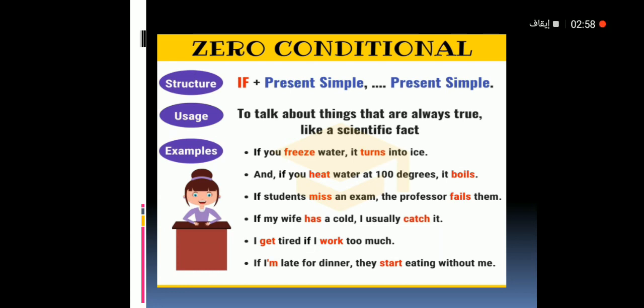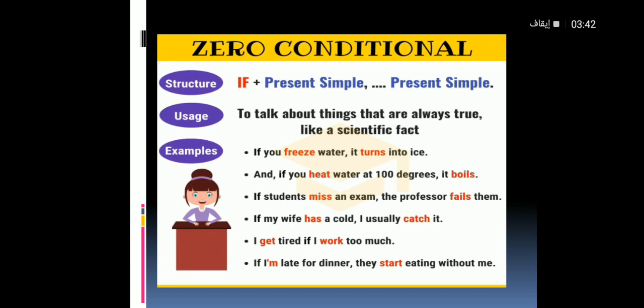If you heat water at 100 degrees, it boils. This is a scientific fact. You heat. Heat is the verb and it's verb 1. It boils. Boils here is in the second clause, the main clause. Present simple, subject and verb. Verb 1, and we added s to the end of the verb because the subject it is singular. It boils. If students miss the exam, the professor fails them. And this is something 100% true, because as a student you have to do your exam, and if you miss it, the professor fails you.